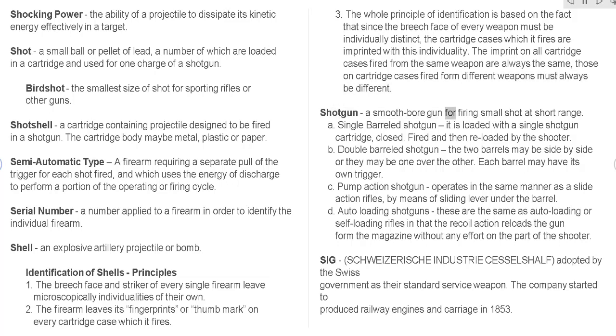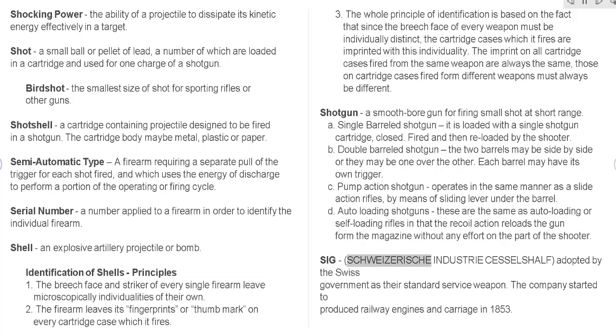Shotgun, a smoothbore gun for firing small shot at short range. A. Single-barreled shotgun, it is loaded with a single shotgun cartridge, closed, fired and then reloaded by the shooter. B. Double-barreled shotgun, the two barrels may be side by side, or they may be one over the other. Each barrel may have its own trigger. C. Pump-action shotgun, operates in the same manner as slide-action rifles, by means of a sliding lever under the barrel. D. Auto-loading shotguns, these are the same as auto-loading or self-loading rifles in that the recoil action reloads the gun from the magazine without any effort on the part of the shooter.